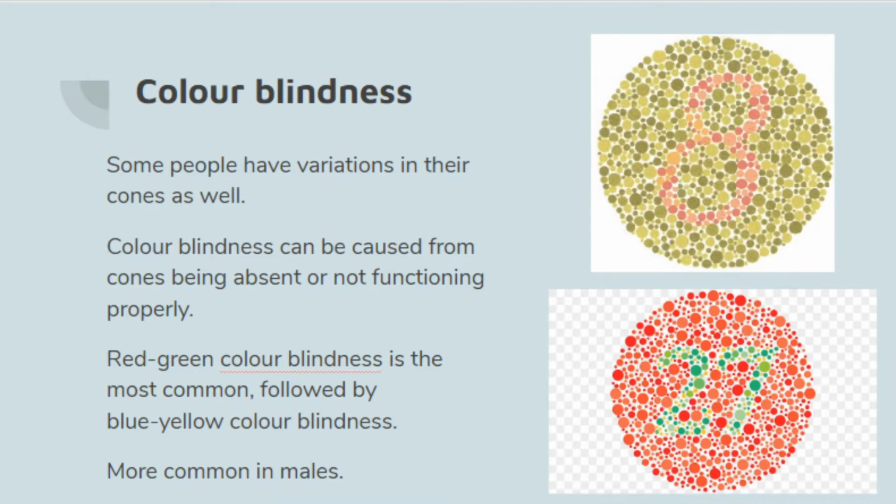Red-green color blindness is the most common. You've probably heard of that before, followed by blue-yellow color blindness. I know a lot of people who are red-green colorblind, but I've never met someone who's blue-yellow colorblind, I don't think. Maybe one at university, but it's not common. And both of these color blindnesses, and I think most color blindnesses, are more common in males because they're due to a recessive gene. So males tend to be more likely to have it.